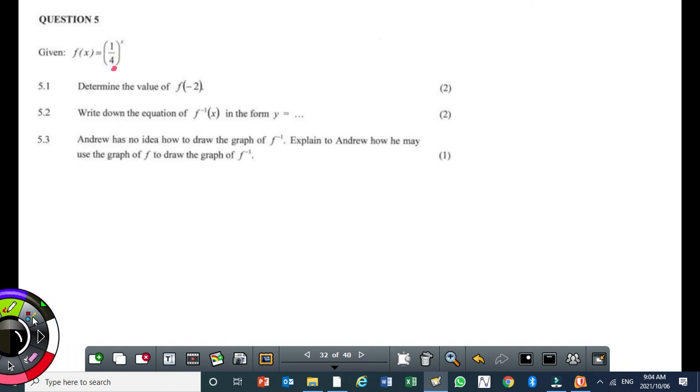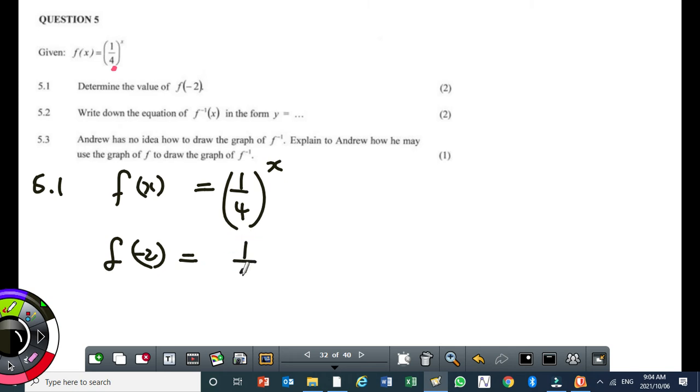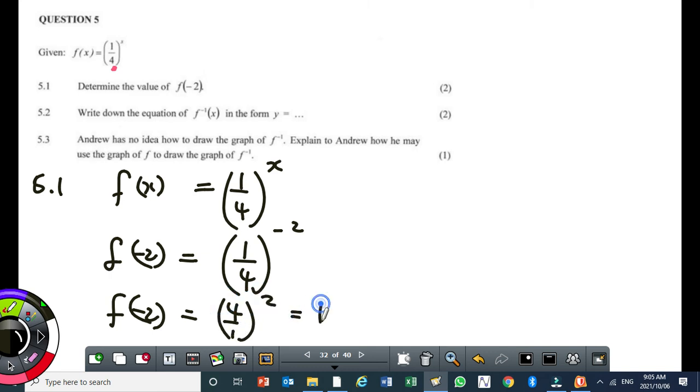You should know that. So 5.1, I need to find the value of y when x is minus 2. This is very simple. f of x is equal to a quarter to the power of x. So f of minus 2 is going to be a quarter to the power of minus 2. Then you can use your calculator there, but I'm not going to use the calculator. Since the base is a fraction and the exponent is negative, I can swap the numerator and denominator for the base. I'll get 4 over 1. Then I'll convert the exponent to the positive 2. So the answer there is going to be 16. You can use the calculator if you can't do it without a calculator.